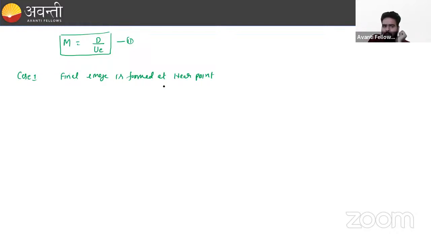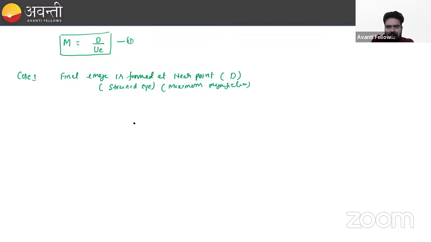So sometimes when the final image forms at the near point, and we know that the near point is known as the distance of distinct vision, this case is also known as the case of the strained eye. And in this case we will get maximum magnification. So sometimes this case is also asked in terms of maximum magnification. Right, guys?